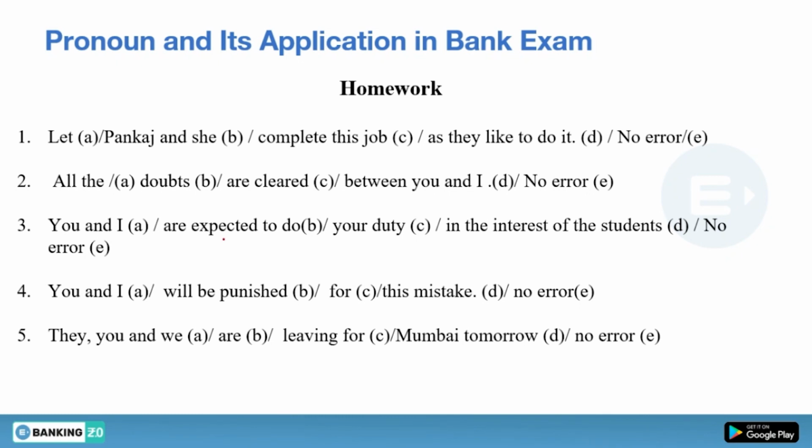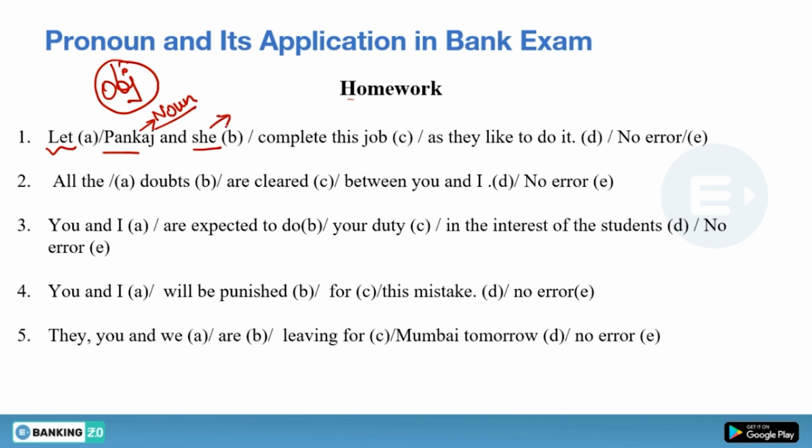The first question we have is, let Pankaj and she complete this job as they like to do it. I have told you, whenever you have words like let, between, except, like, and any preposition, then you have to use pronoun of objective case after that. So we have Pankaj and then she. We cannot do anything with Pankaj because this is a noun. Okay, cannot make changes. But what about she?